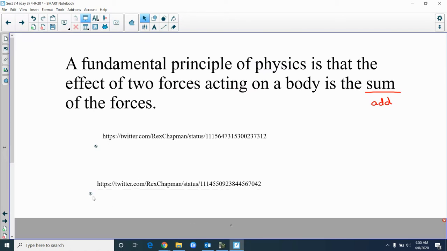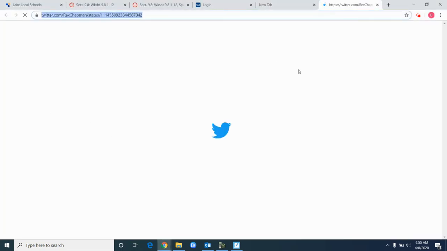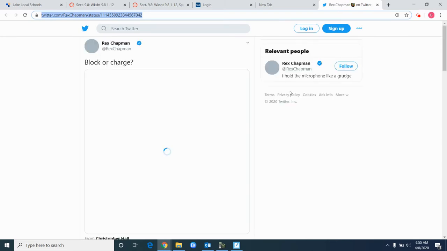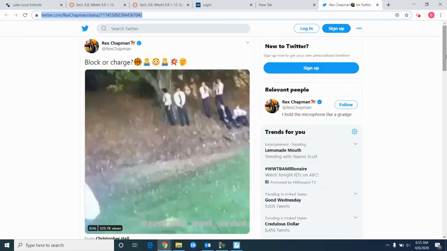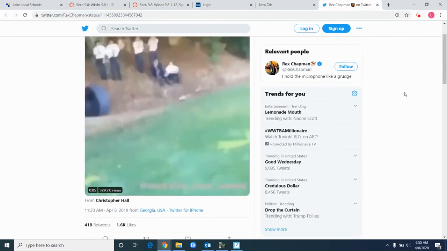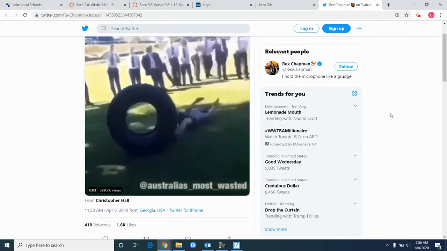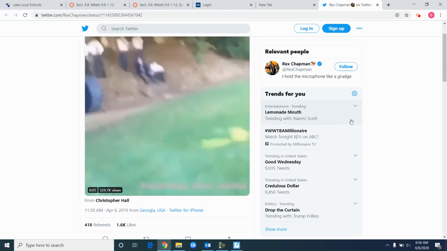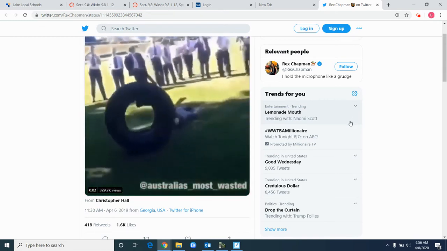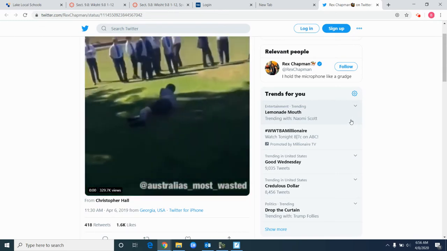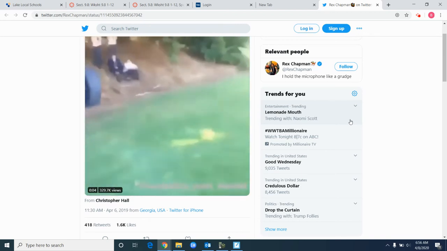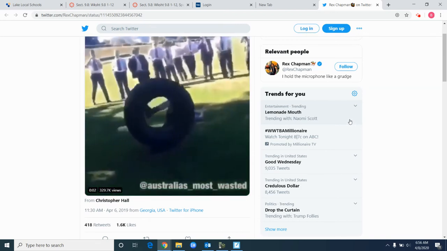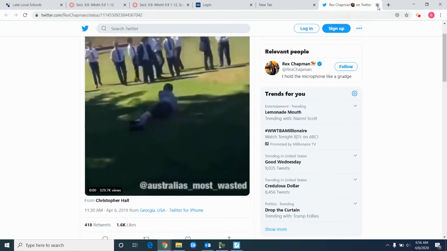And another example. Most of these do not end well. So you take a look here, we've got a rolling tire. We've got some kid attempting to stop it, and obviously he loses.